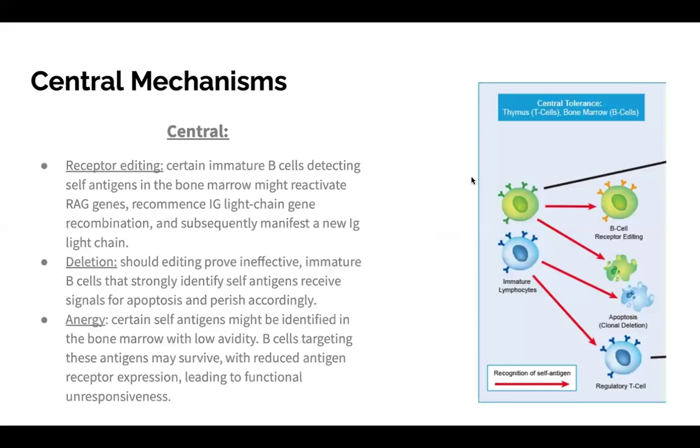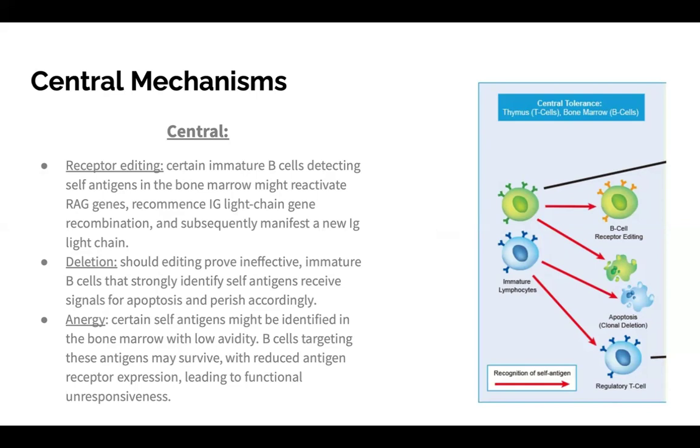So, central mechanisms. There are three mechanisms that take place in central tolerance. The first one is receptor editing, where certain immature B cells detect self-antigens in the bone marrow, which might reactivate RAG genes, commence Ig light chain gene recombination, and subsequently express a new Ig light chain. The second is deletion, which takes place when editing proves to be inefficient. The immature B cells that strongly identify self-antigens receive signals for apoptosis and perish accordingly.